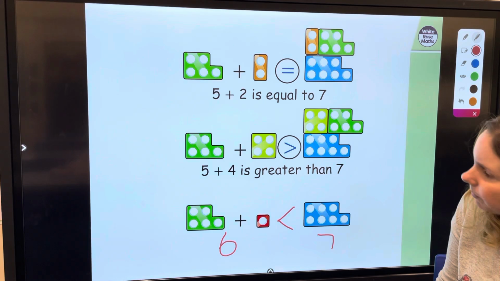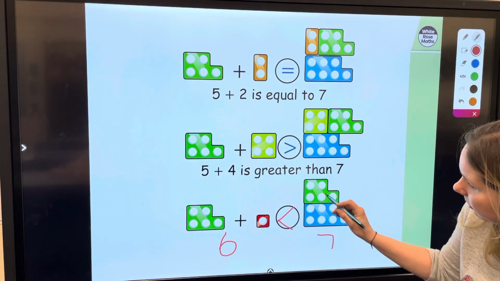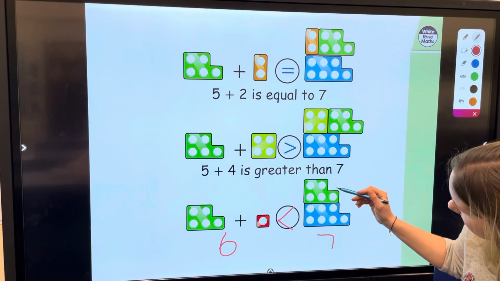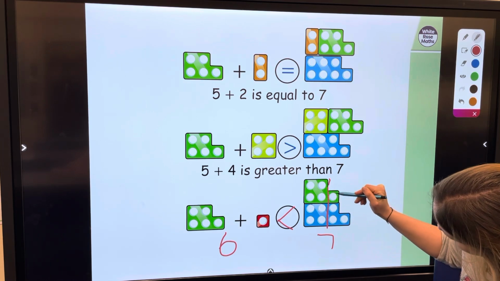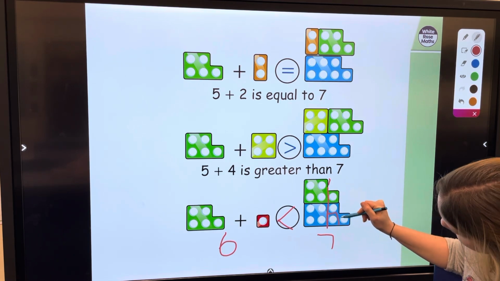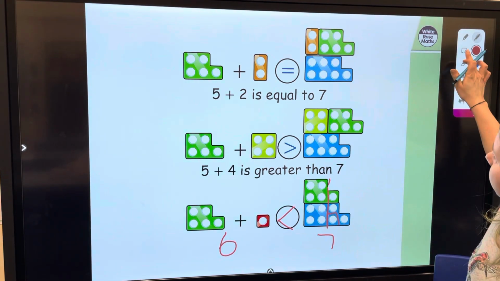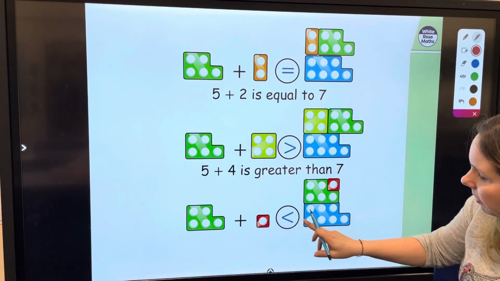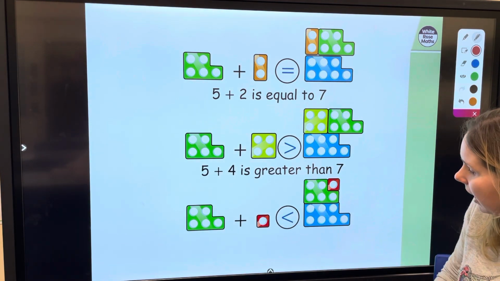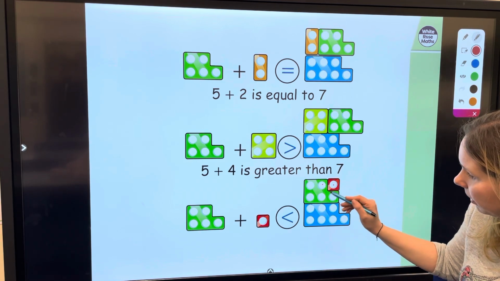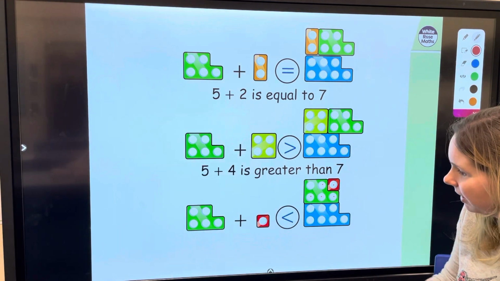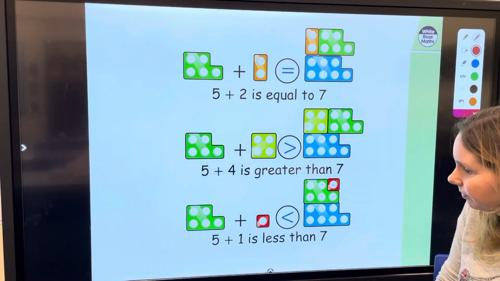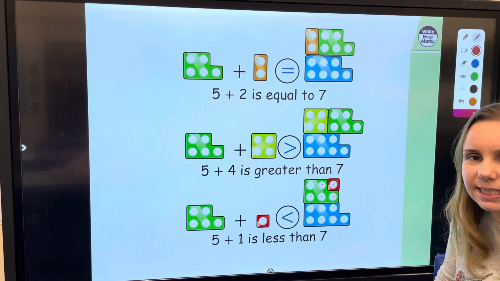Let's have a look. Here we go. We've got 6 there, okay, and we can see there's our 4 there. We've got 1 here, we've got 2 extra on the 7. So we know it is that less than sign, okay. There's that 6, 1, 2, 3, 4, 5, 6, okay, with our 1 on there. 5 add 1 is less than 7.